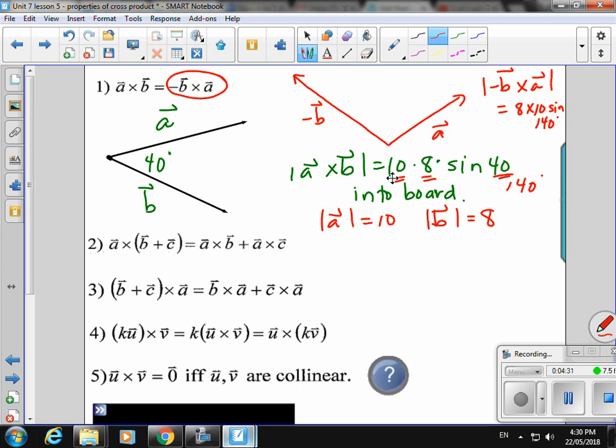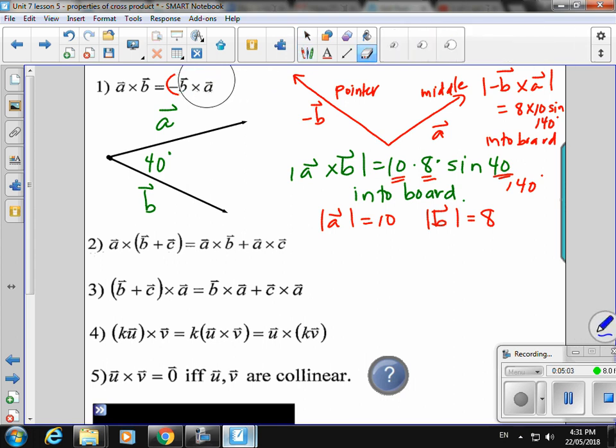So the magnitude's the same, but is the direction the same? So if I have negative B first, that's where my pointer finger goes. So my pointer finger goes along negative B. My middle finger is going along A. When I do that with my right hand, my thumb is pointing into the blackboard. It is the same. So the conclusion to the matter is that this premise is true.